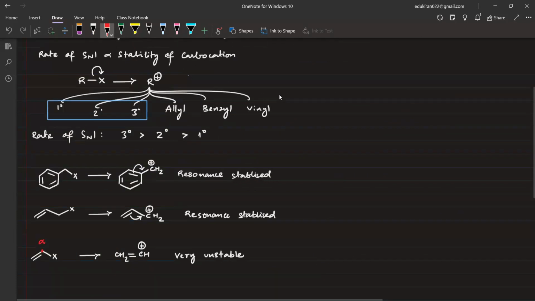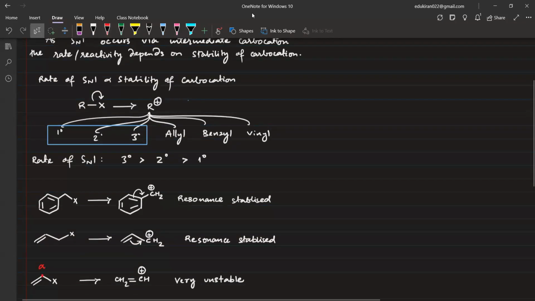Have all of you finished writing this? Yes or no? Tell me. Till benzyl, allyl, and vinyl. Please write this down. Let me know once you're done. Then we are going to look at the overall picture. So the rate of SN1, 3 degree, 2 degree, 1 degree, that you have to remember always. And then we have to write down a generalized order of what is going to affect the rate of SN1.